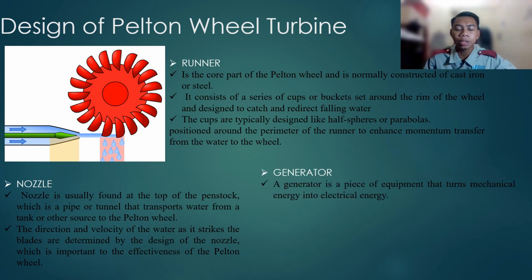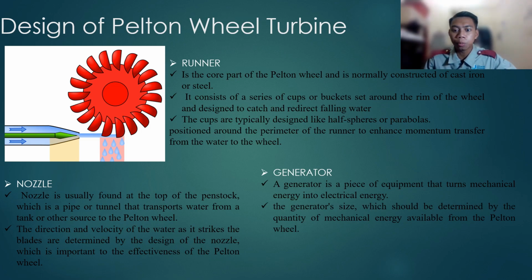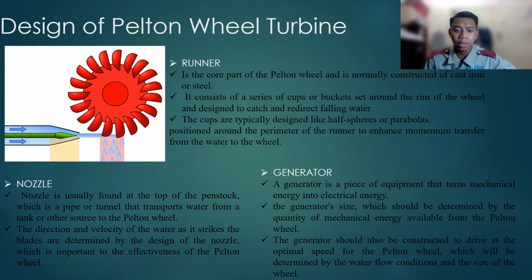Lastly is the generator. A generator is a piece of equipment that turns mechanical energy into electrical energy. The generator size should be determined by the quantity of mechanical energy available from the Pelton wheel. The generator should also be constructed to drive at the optimal speed for the Pelton wheel, which will be determined by the water flow condition and the size of the wheel.